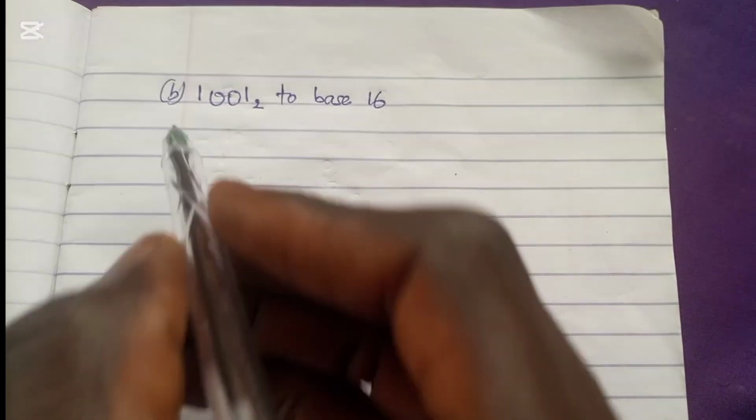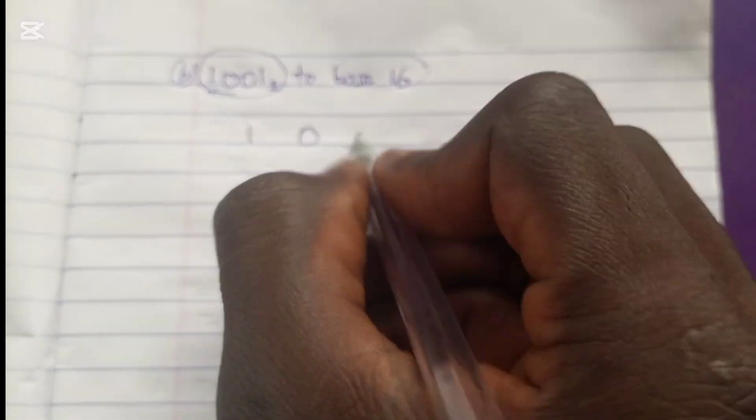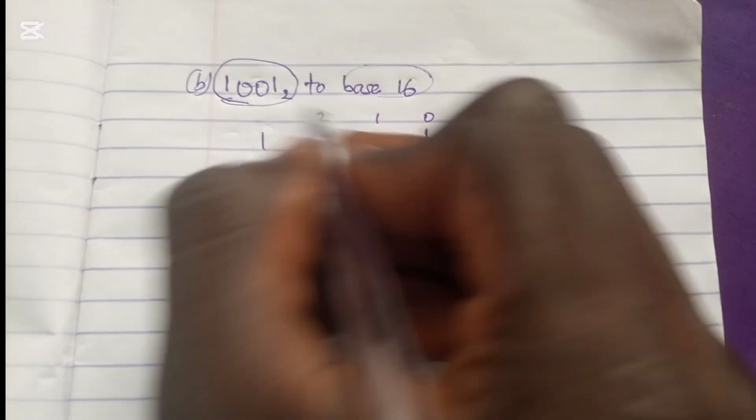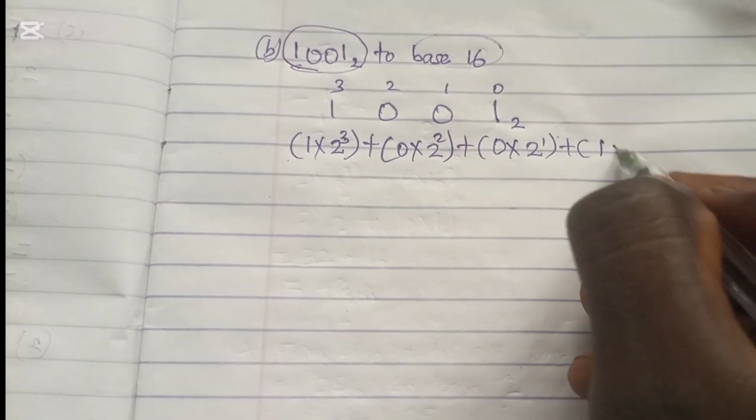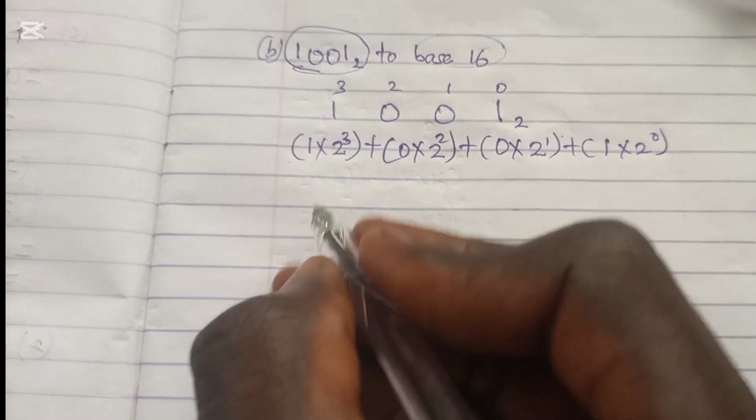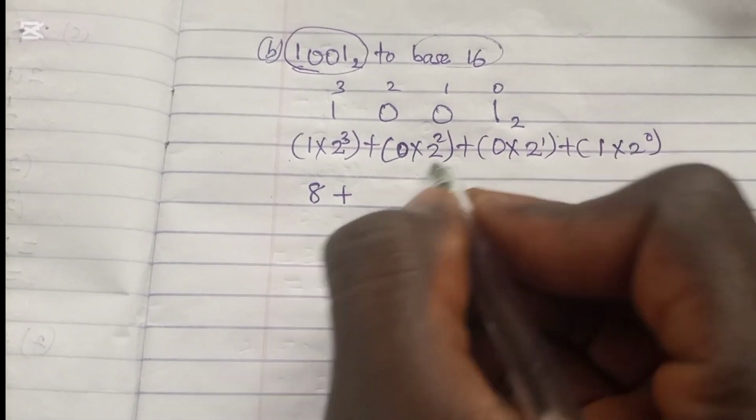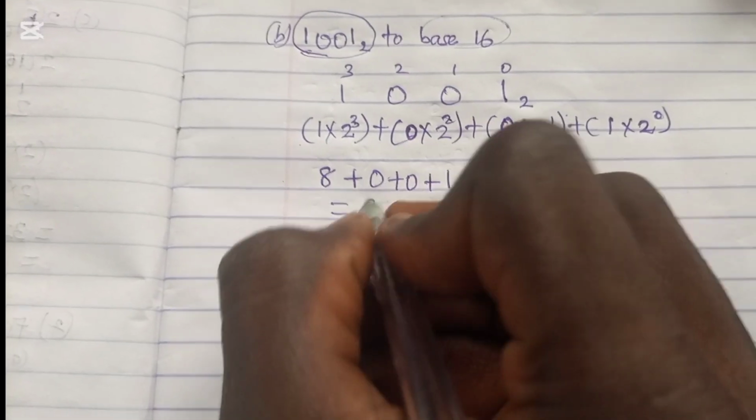So the next example is conversion of 1001 base 2 to base 16. So just the same method. You convert this to base 10 and then your result you convert it to base 16. So let's do that. 1001 base 2 to base 10. 0, 1, 2, 3. So that's 1 times 2 raised to power 3 plus 0 times 2 raised to power 2 plus 0 times 2 raised to power 1 plus 1 times 2 raised to power 0. So 2 raised to power 3 is 2 times 2 times 2, and that's 8. So 1 times 8 is 8, plus anything multiplied by 0 will be 0. This also will be 0. And 2 raised to power 0 is 1, 1 times 1 is 1. So this is 9 base 10.